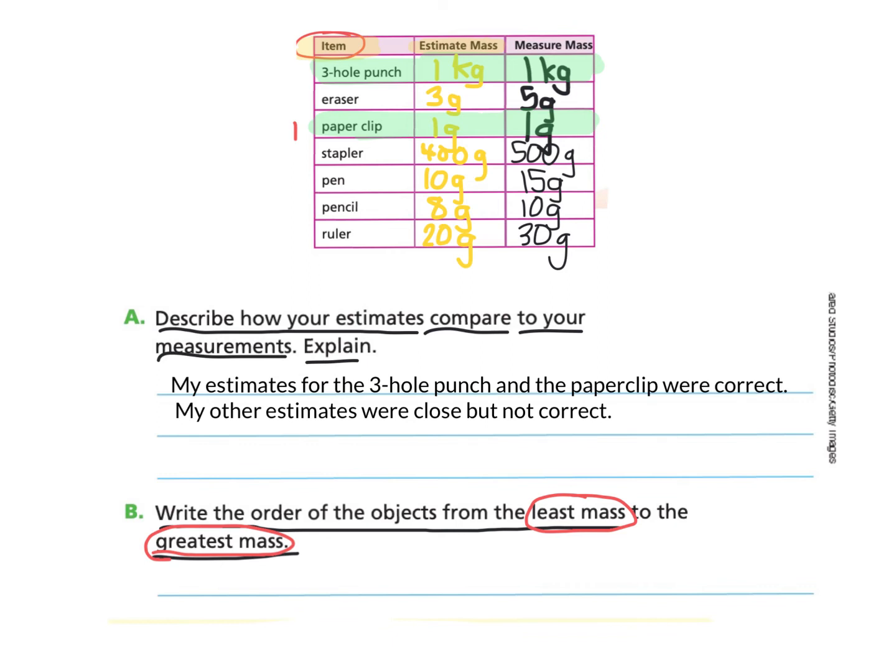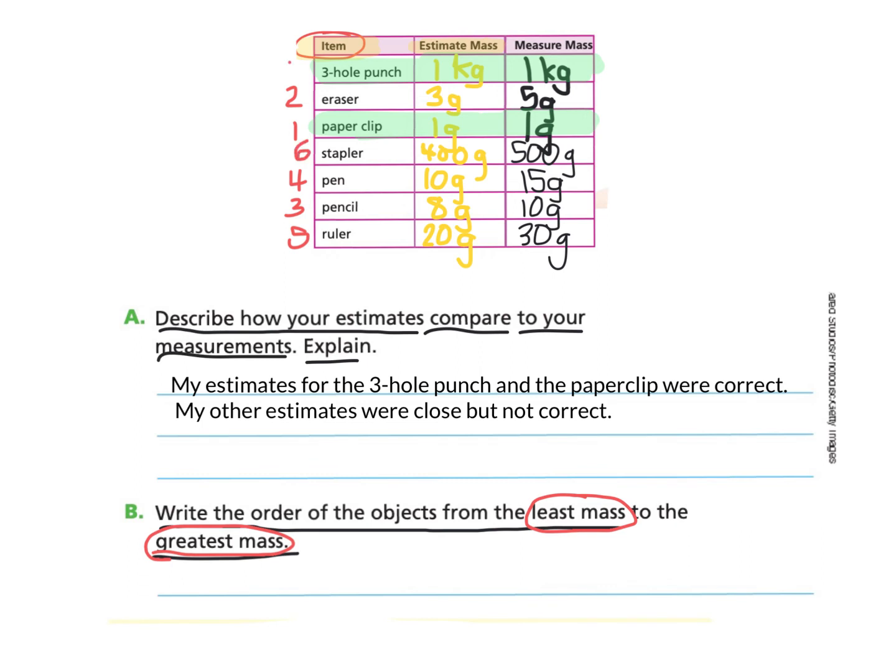The next one is going to be the eraser. So that one is 5 grams. Then the next one is going to be the pencil because it is 10 grams. And then we go to the pen because that one is 15 grams. Next is the ruler because it is 30 grams. And then we go to the stapler, which is 500 grams.